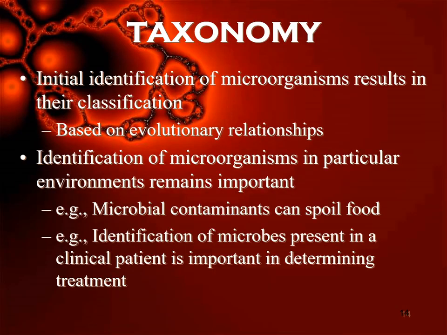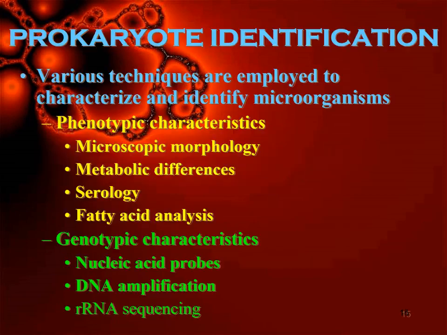Taxonomy: initial identification of microorganisms results in their classification based on evolutionary relationship. Identification of microorganisms in a particular environment remains important, as microbial contamination can spoil food. Another example: identification of the microbe present in a clinical patient is important in determining treatment.